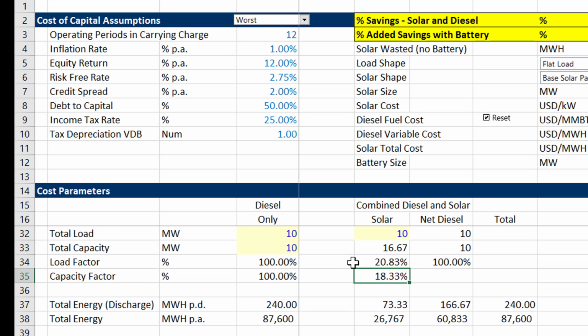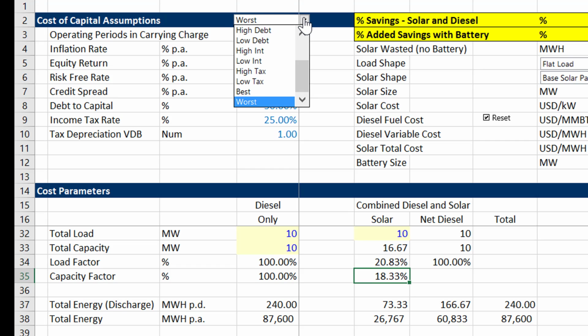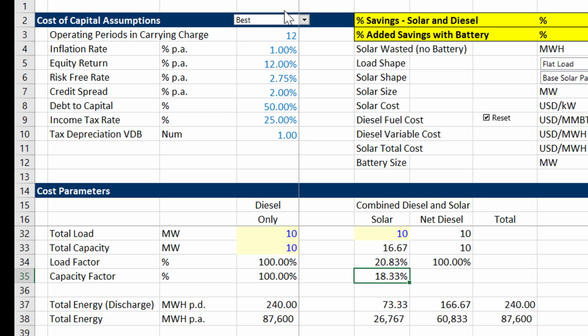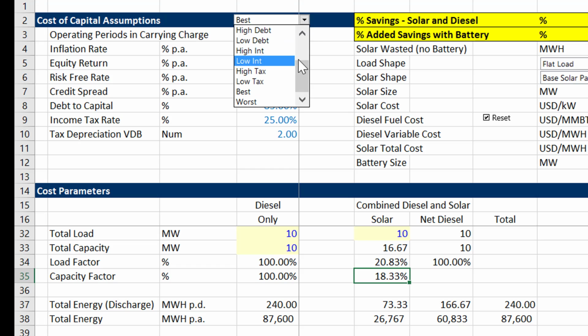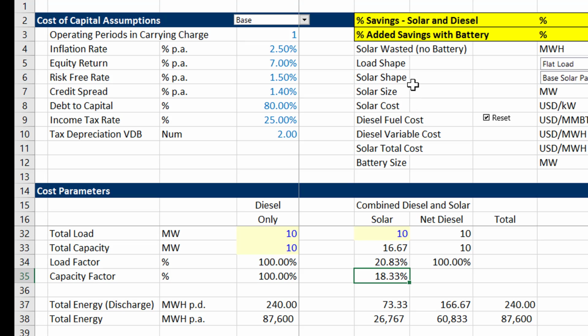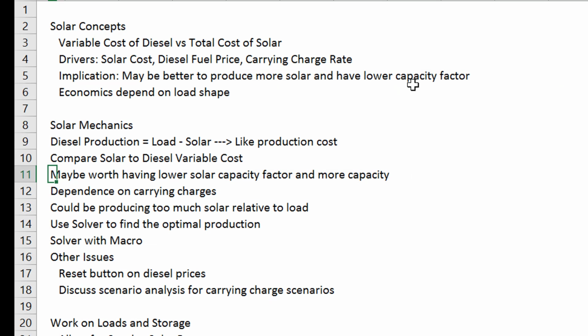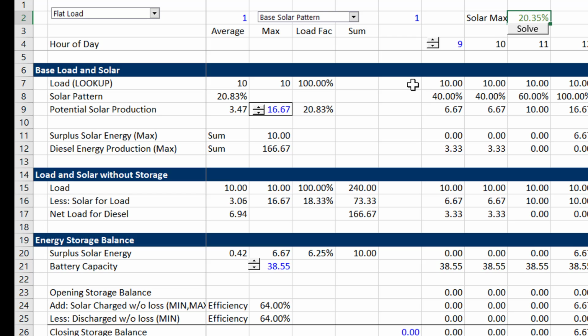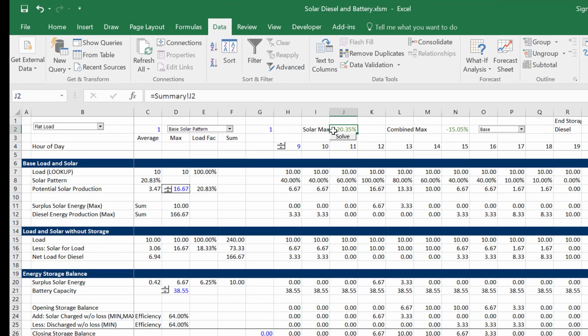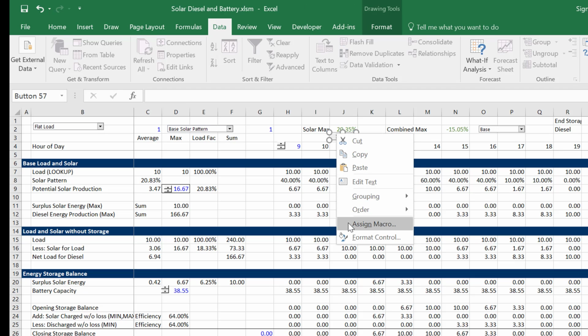Of course, I hope you see where I'm going. Oh, this is the worst case, so that's why it was a little bit higher. We could do this in the base case. Now I'm changing this, and when I change this, it's going to give me a different optimal amount. To get that optimal amount, you could put a macro around the solver, just like you put a macro on the GoalSeek. It's one of the biggest macros. But when you do that, you have to be so careful.